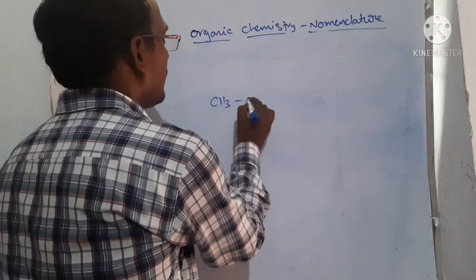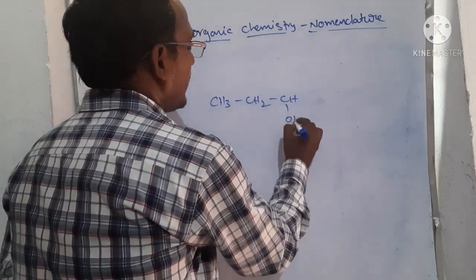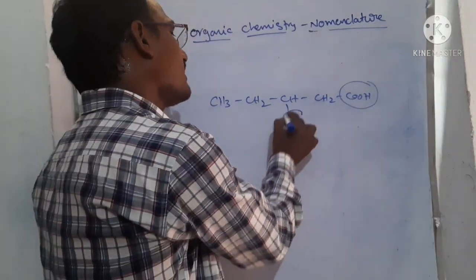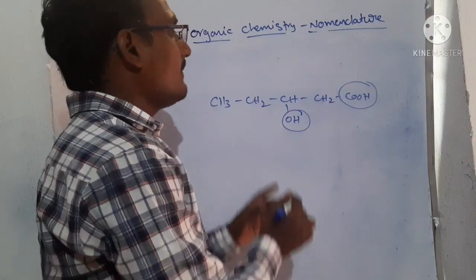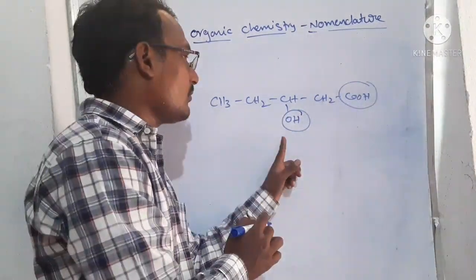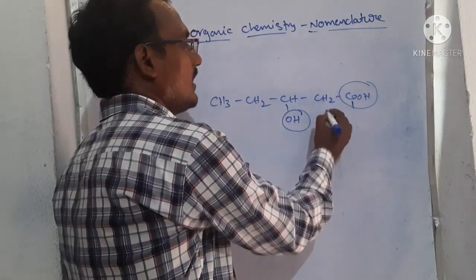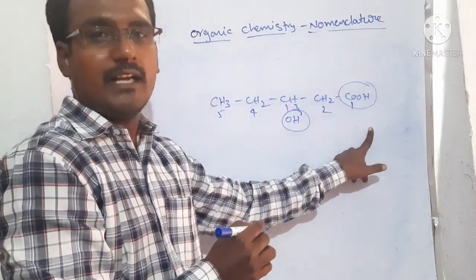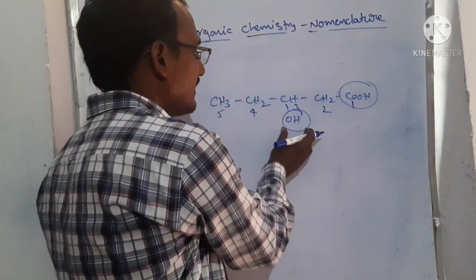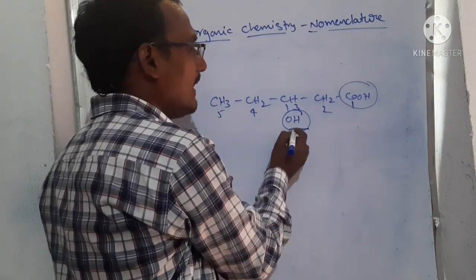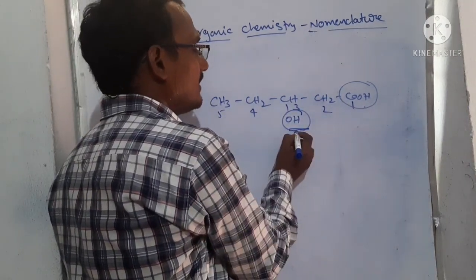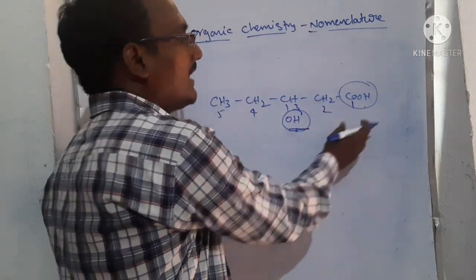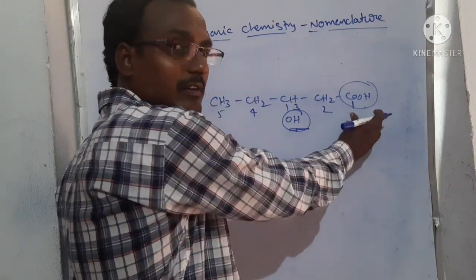For example, CH3, CH2, CH, OH, CH2, COOH. This COOH is one functional group. This OH is another functional group. The first priority group is the COOH. After that only OH. So you should look at this COOH: 1, 2, 3, 4, 5. This is the first priority group. That's why I gave the priority order. So it becomes the suffix. This becomes the prefix. This is a functional group only, but the priority goes to the other one. Whatever the other functional group is, that is the second priority functional group. This will become the prefix, and the first priority functional group will become the suffix.